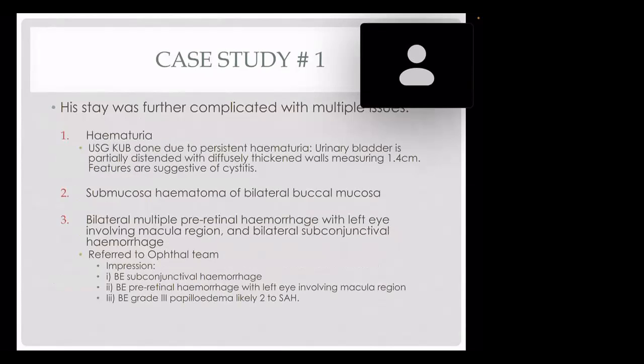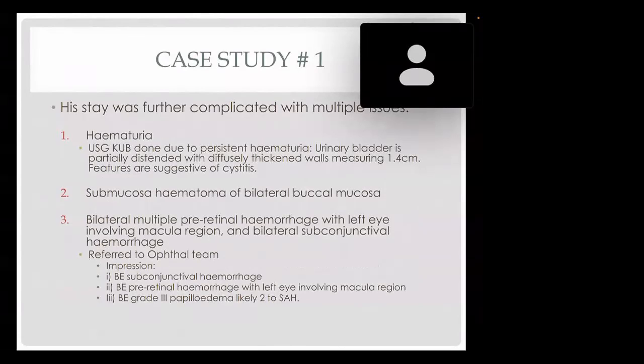But when he transferred over to our hemato ward in Queen, his stay was further complicated with a lot of issues at the time because he was aplastic. So we actually had to arrange to get a very urgent stem cell transplant for him, as he presented with very severe aplastic anemia. So he was bleeding everywhere, basically to say that he had hematuria in ward.